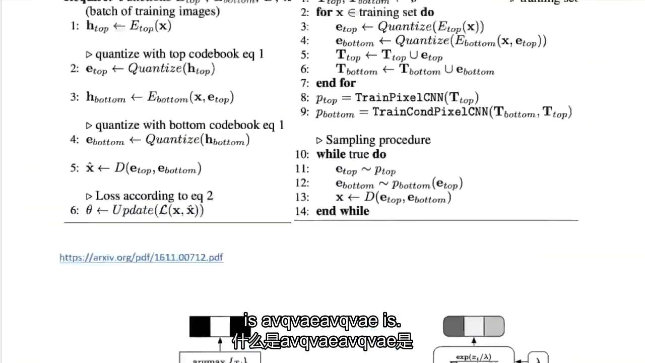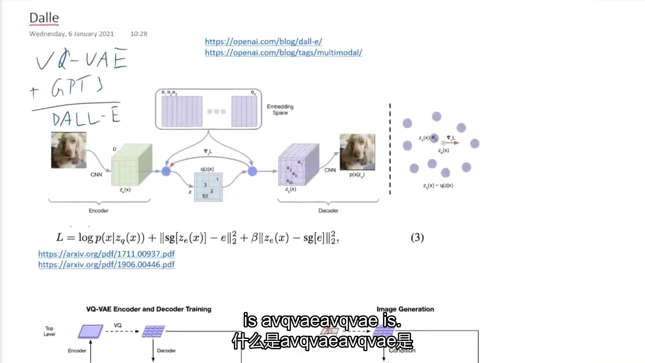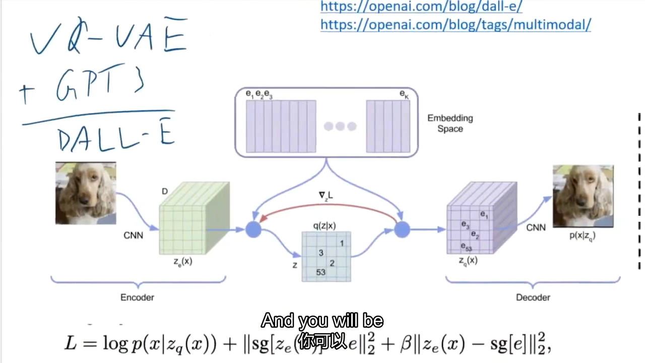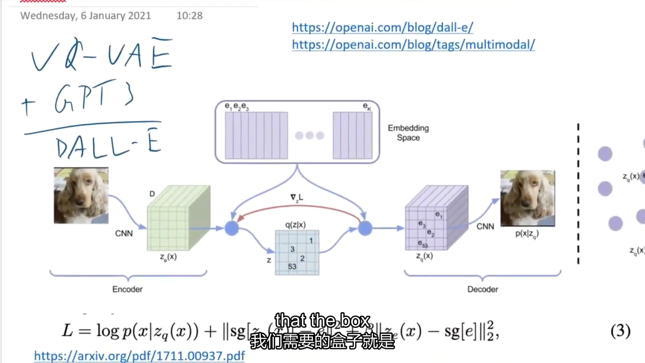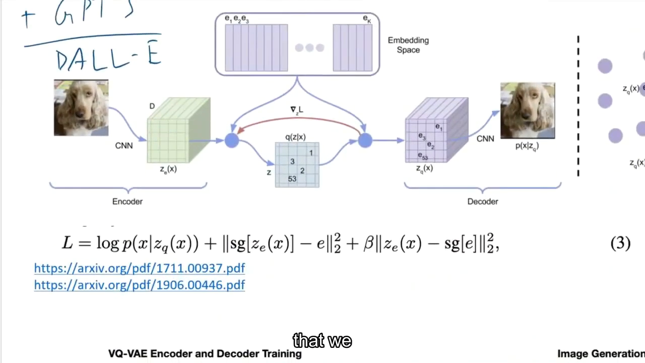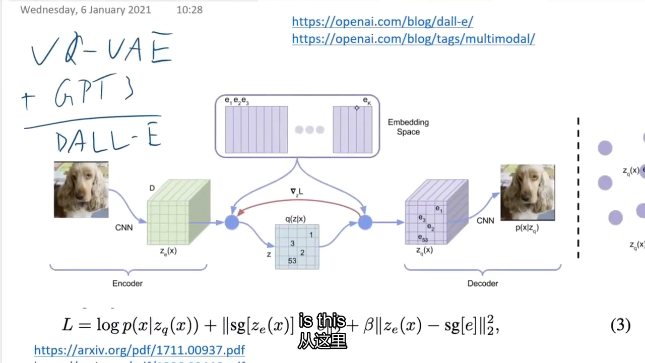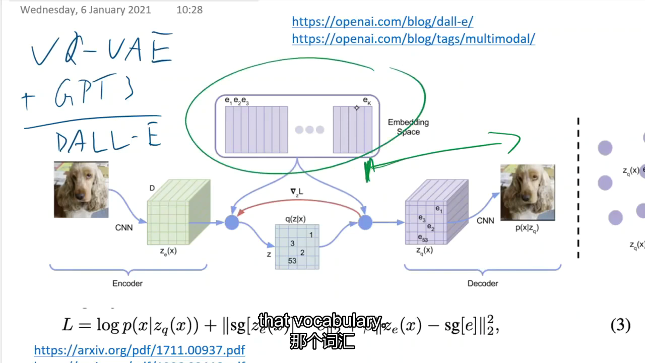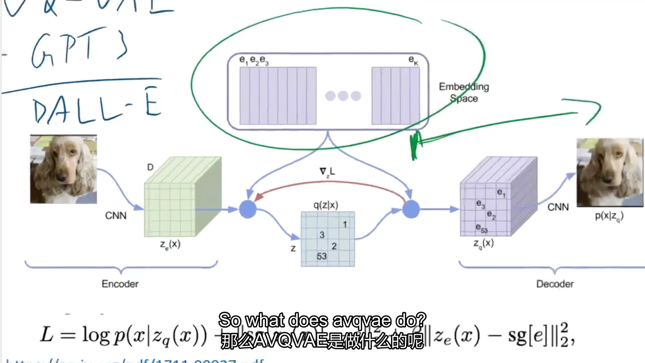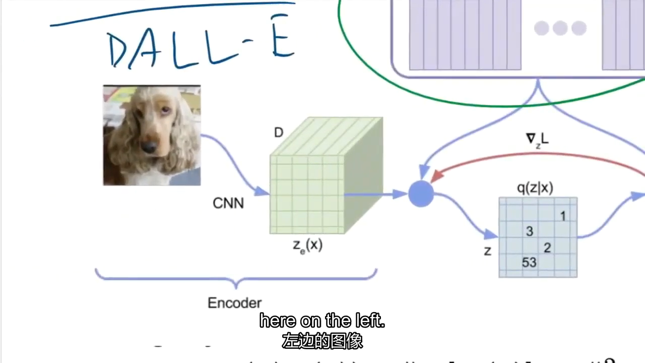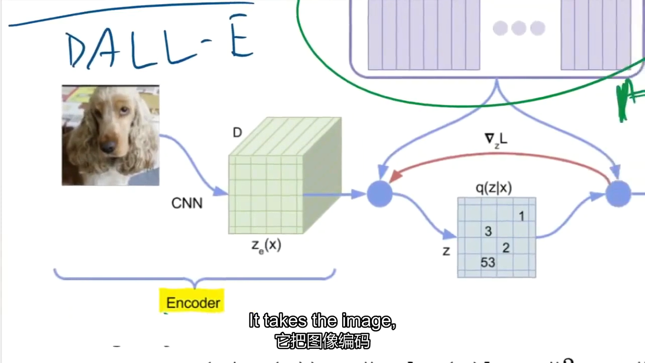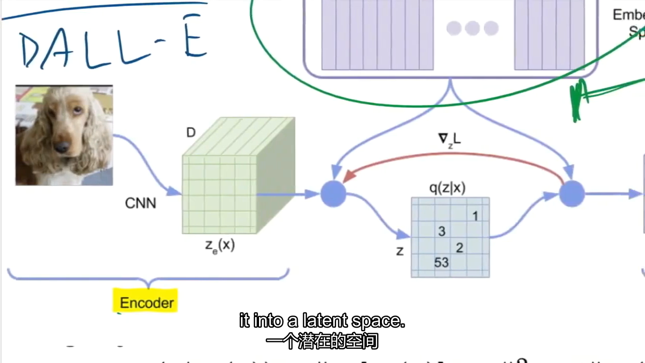So what is a VQ-VAE? You will be able to see that the box that we're going to need is this box right here, from here up to where the image is. And this thing right here is going to be that vocabulary. So what does a VQ-VAE do? It takes the image here on the left. You can see that here's the encoder. It takes the image and encodes it into a latent space.